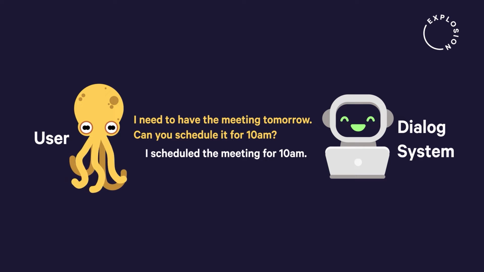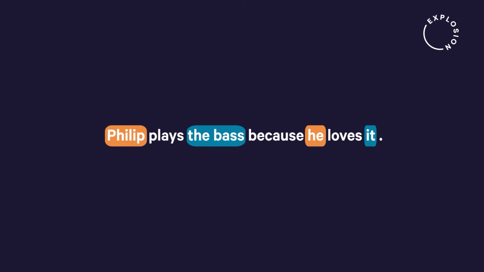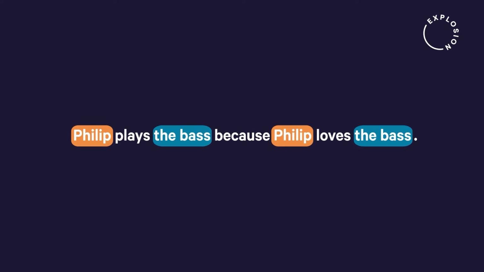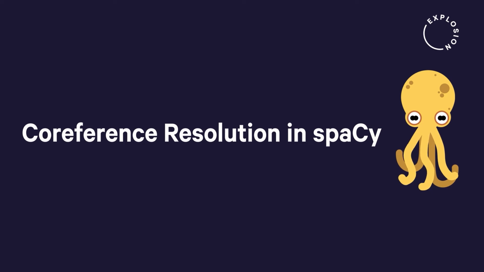So to be able to schedule the meeting at 10 a.m., the bot needs to know that the user refers to the meeting with it. And for our beginning example, it should resolve the sentence to Philip plays the bass because Philip loves the bass. In the field of natural language processing, this task is called Coreference Resolution. And in this video, we'll teach our machine how to do it.